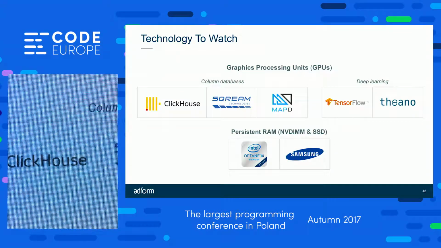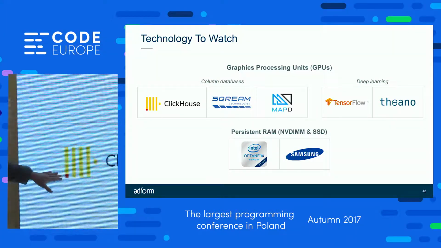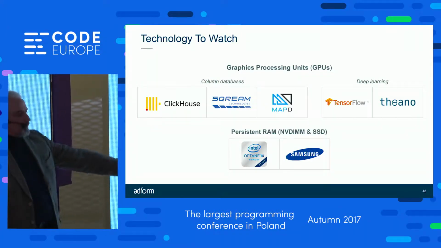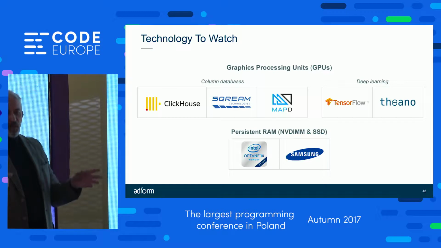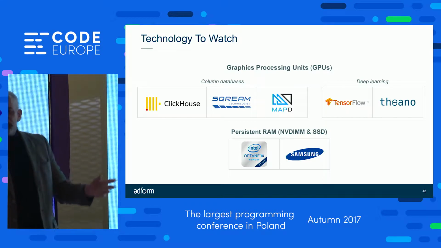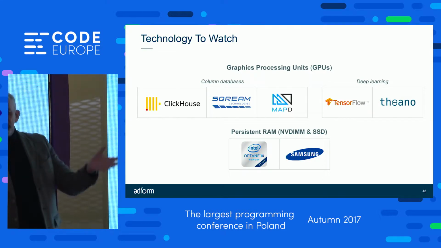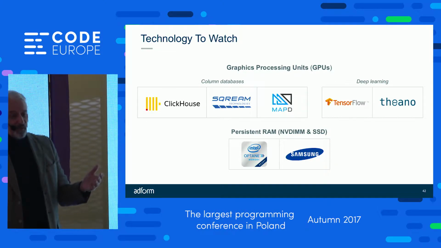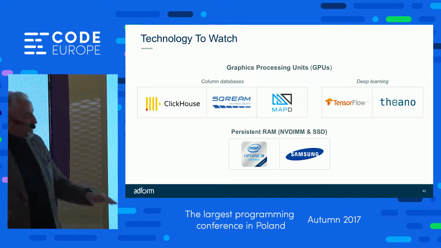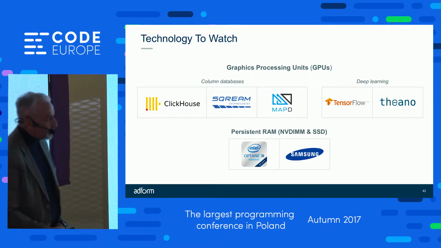I have another column database over here. This is ClickHouse. This is an open source database that is a great column database that could be a replacement for Vertica sometime in the future if we hadn't already spent a huge amount of money on a site license for Vertica. So ClickHouse is something to consider.